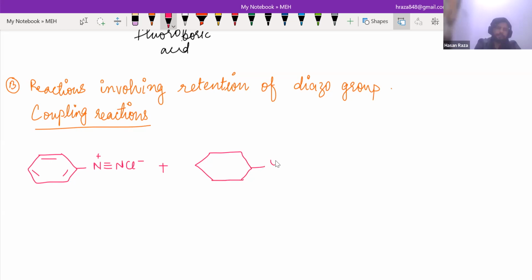Now this is your phenol. And you know every carbon will have a hydrogen like this. So you are going to react this in the presence of OH minus. So what you will get, it's very simple. And N2 will be written in the compound. This is your benzene and double bond N.